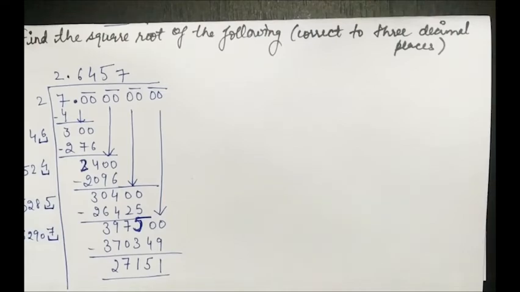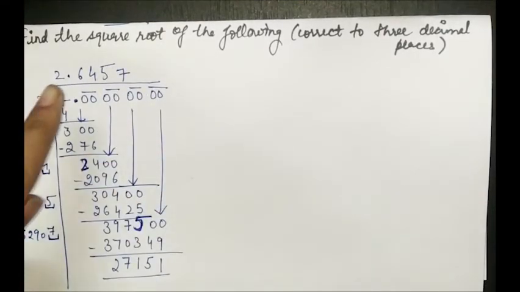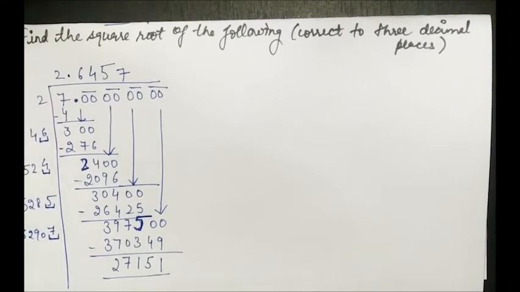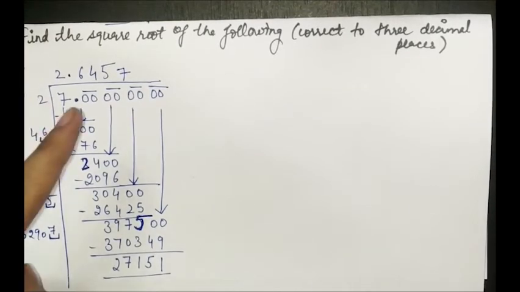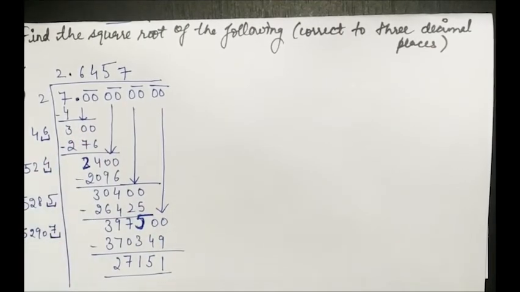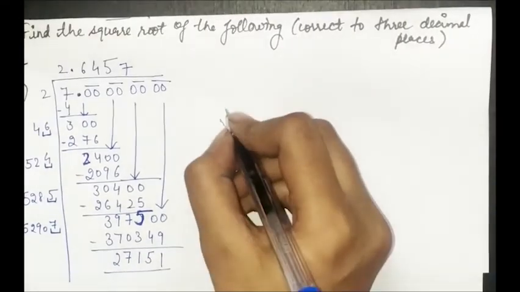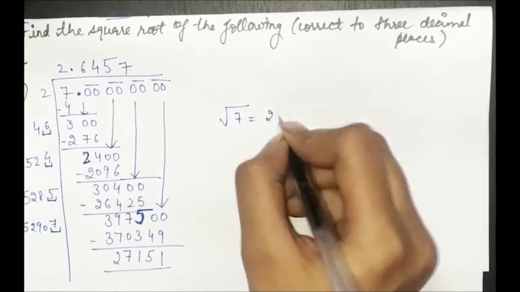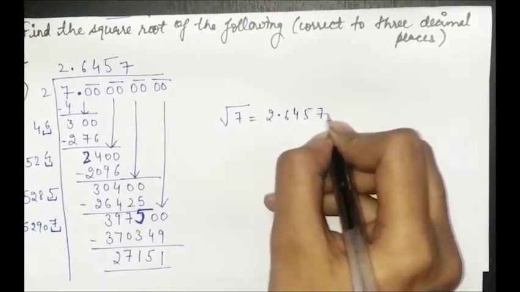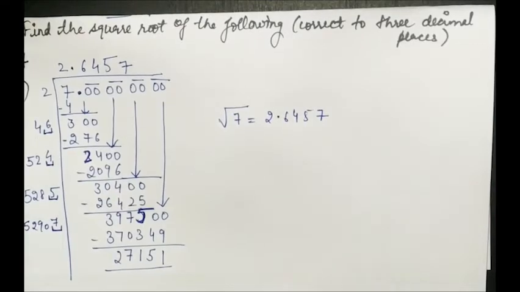Now we can't go further, as we want only correct to 3 decimal places, and here we have 4 decimal places. That means the digits after the decimal should be only 3, but we already have 4 digits, so we have to round off to get 3 digits. How to do that? You will write that root 7 is equal to 2.6457. This is the original number that we have got. So how to do round off?